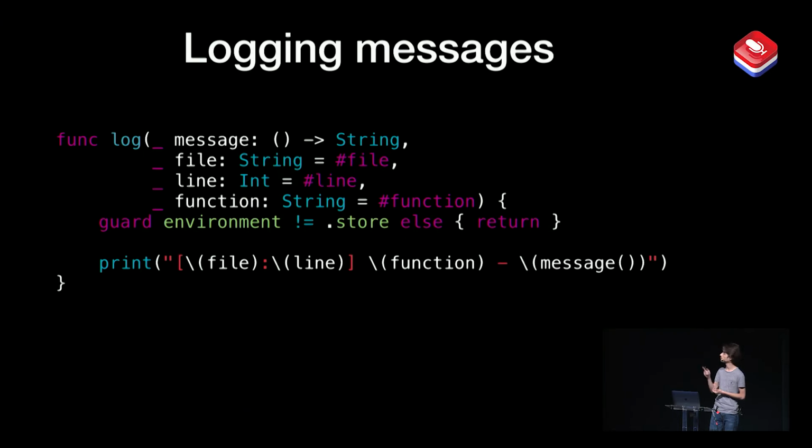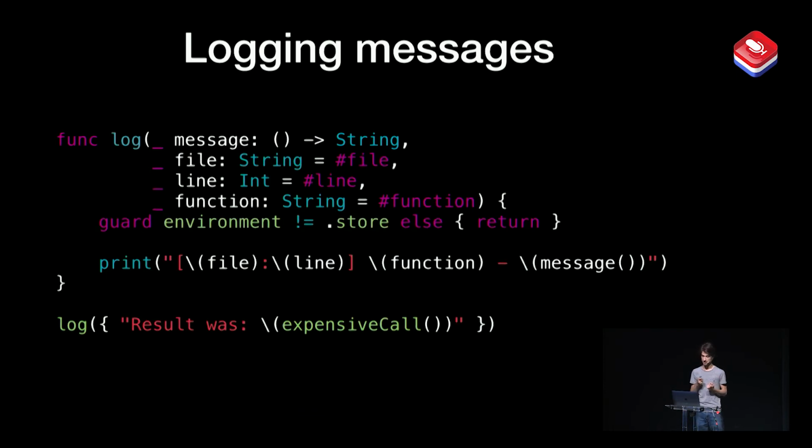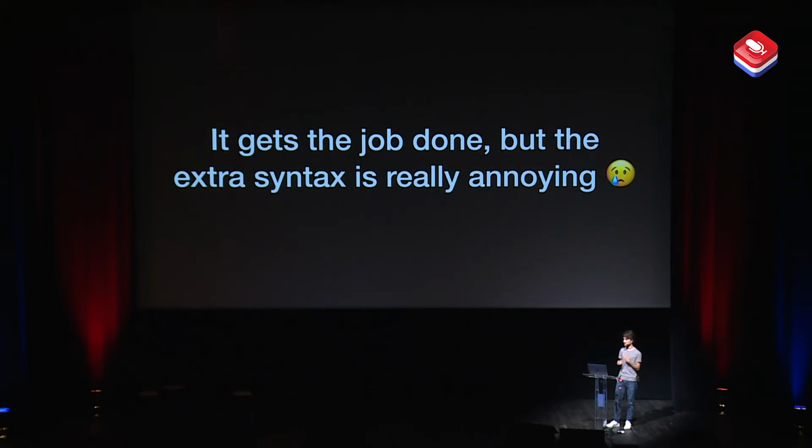So how could we improve on it? A solution that we could do is that instead of taking the message as a string, we could take it as a function that returns a string, and then inside our function, we would call the message parameter only when we actually need to evaluate the string. This way, we are solving the issue of having the penalty of evaluating an expensive call when we don't need its result. But the issue is that when we want to actually call the log function, we need to wrap everything in a closure with curly braces. Basically, it gets the job done, but it's extra syntax, and it's kind of annoying if we need to write it everywhere in our app.